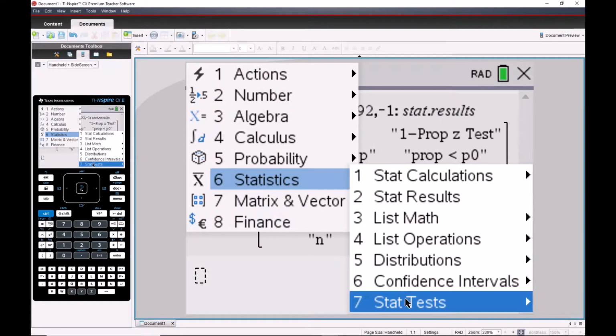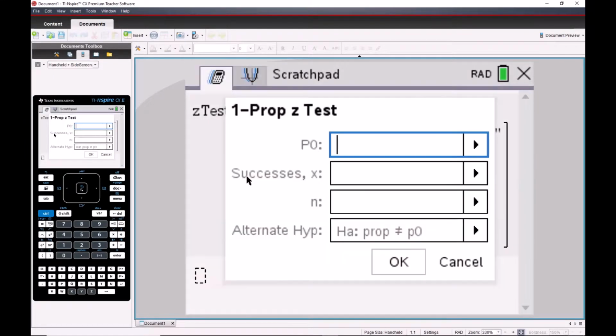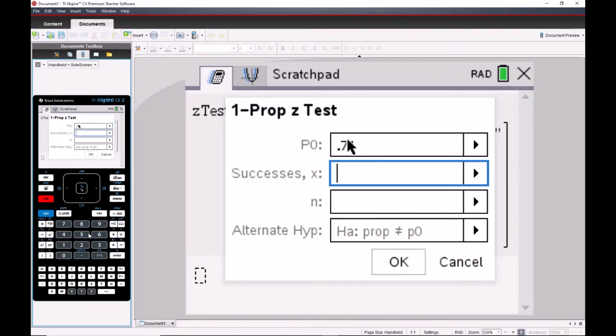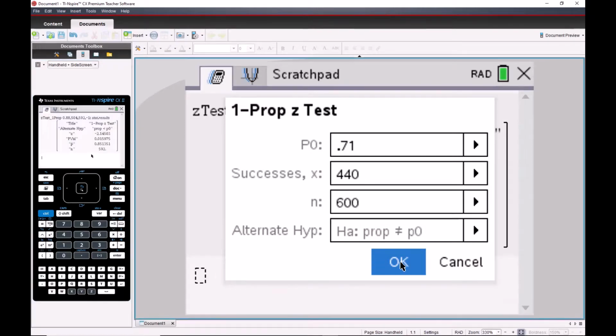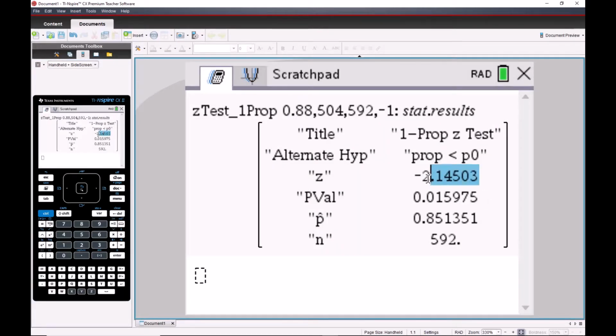And we'll just do another menu. Statistics, stat tests, one prop Z test. I believe that this should be 0.71. All right, I believe this was 440. And I believe that N was 600. And remember, the default position for the alternative is not equal to, and that's exactly what we want. Now the calculator will double the p-value for you, so whatever comes out is ready to go. All right, so record Z, your p-value, and your p hat value.